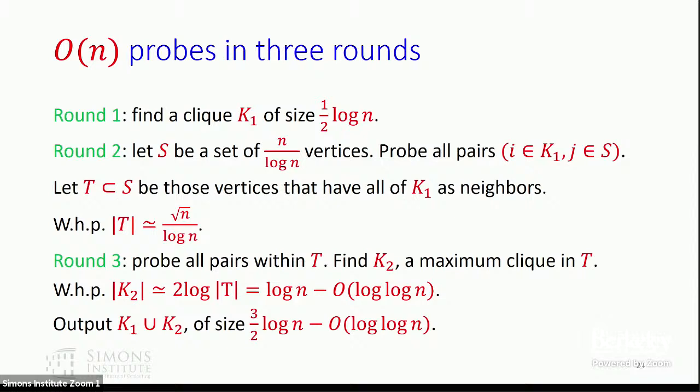So if you do the computation, the maximum clique in T is of size log n minus a lower order term. And altogether, you found a clique of size 3/2 log n minus order log n.